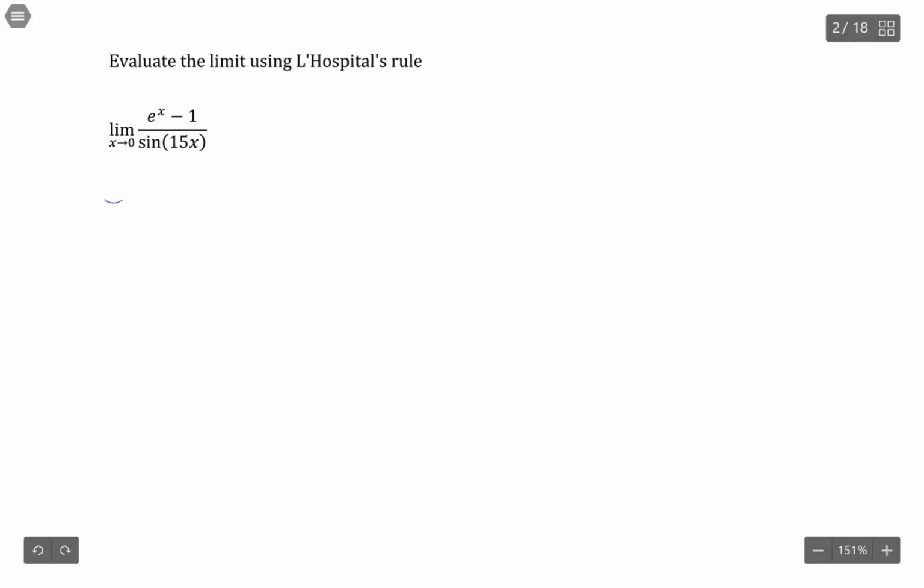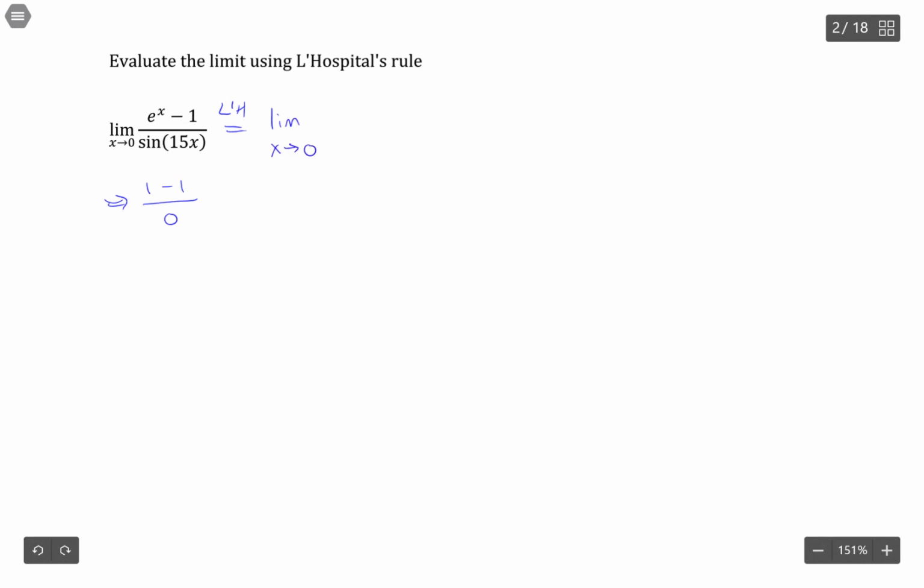So if I plug in the limit point of 0, I would have e to the 0, which is 1, and sine of 15x, so sine of effectively 0, which is 0. So 1 minus 1 is 0, divided by 0, so we have this form 0 over 0, which means we can apply L'Hopital's rule. It is accomplished by taking the derivative of the numerator.